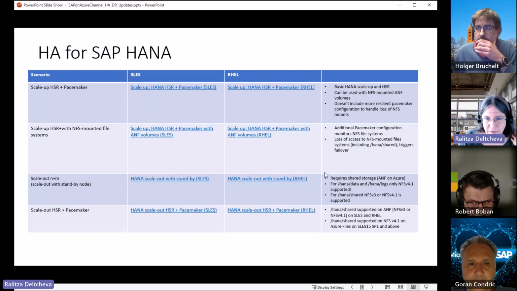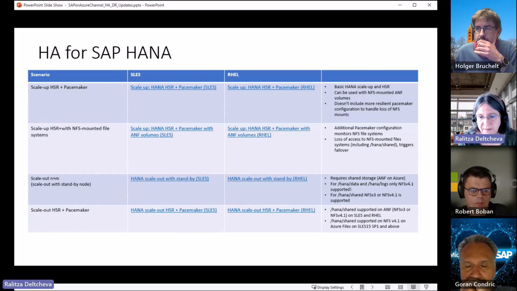And without this additional pacemaker configuration, the cluster will not be able to quickly detect that the application, HANA in this case, for instance, went down. The additional configuration introduces a monitor for the NFS mounted file systems. So it is capable of detecting that the NFS mounted file system, HANA shared in this case, is not accessible anymore, and it can trigger a failover for the application to the other healthy side of the cluster.